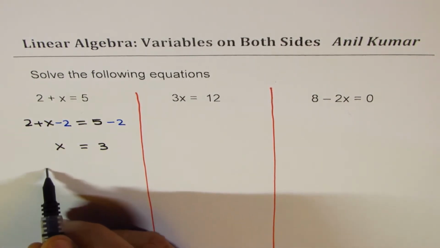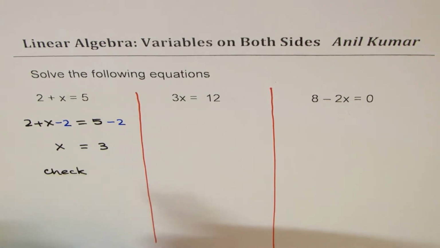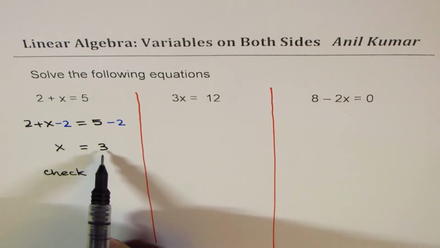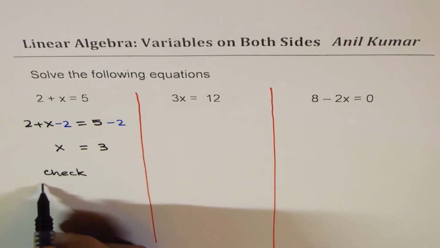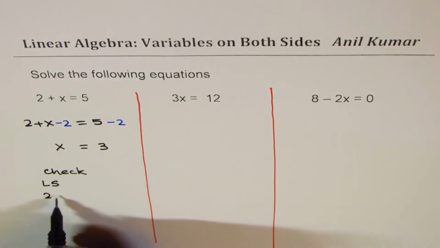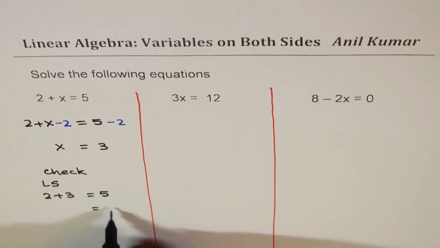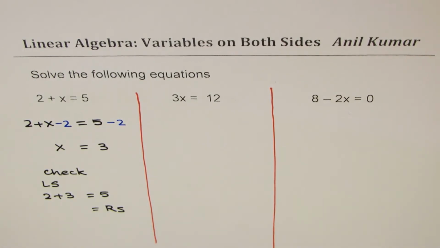Now normally you may like to check your solution also. So we are just doing it for the first simple set. You can substitute 3 in your equation. So on the left side you have 2 plus 3, which is equal to 5, and that is equals to right side, and therefore the solution is correct.